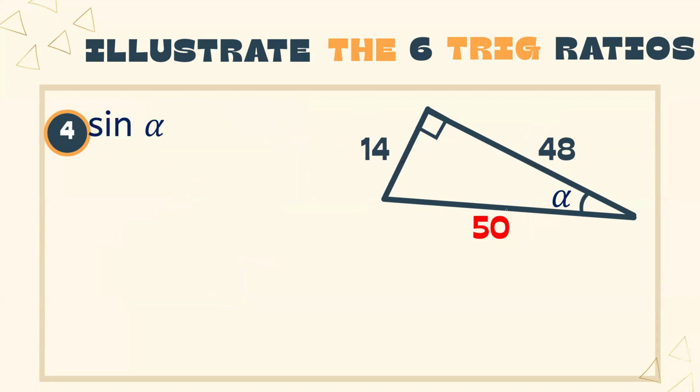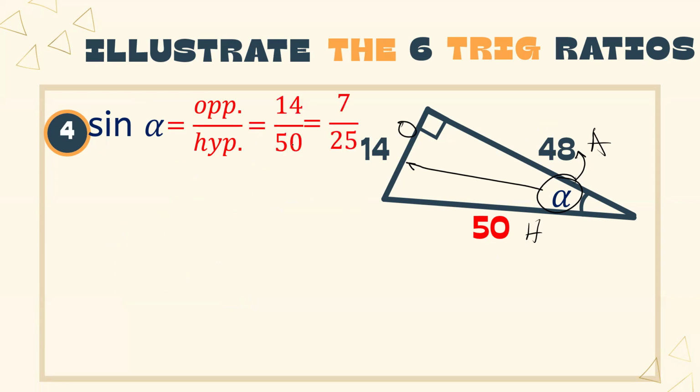Very good. So we now solve sine alpha. First we determine the adjacent, opposite, and hypotenuse with respect to alpha. With respect to alpha, the opposite side is 14. 48 would be the adjacent side, and 50 would be the hypotenuse. So opposite over hypotenuse is 14 over 50. That's 7 over 25.